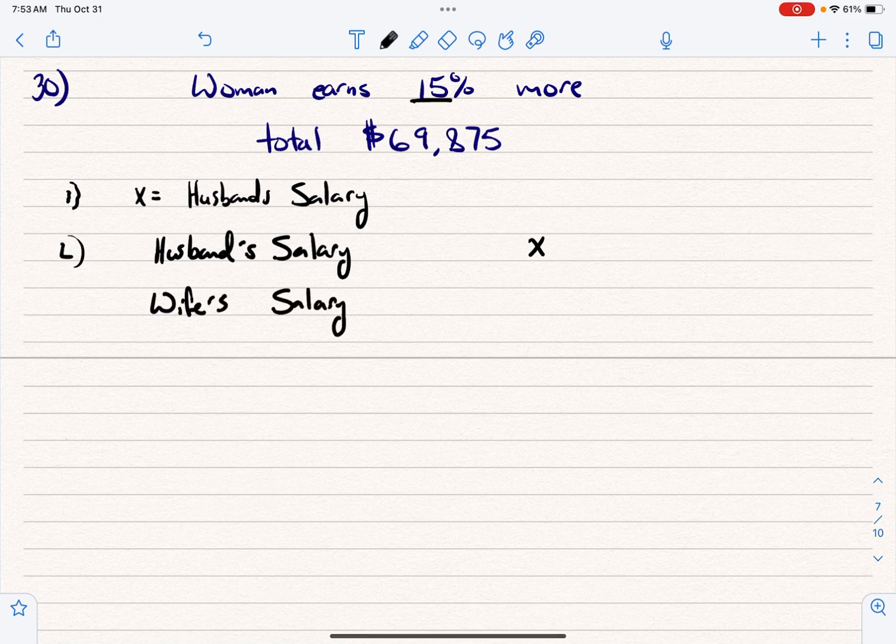Well, it says she makes 15% more. And this is where some people go wrong. They say 0.15X. And that's not right. That's 15% of his salary, but that's not 15% more than his salary. And so we need his salary as well as that 15%. And so there's two ways to do this.